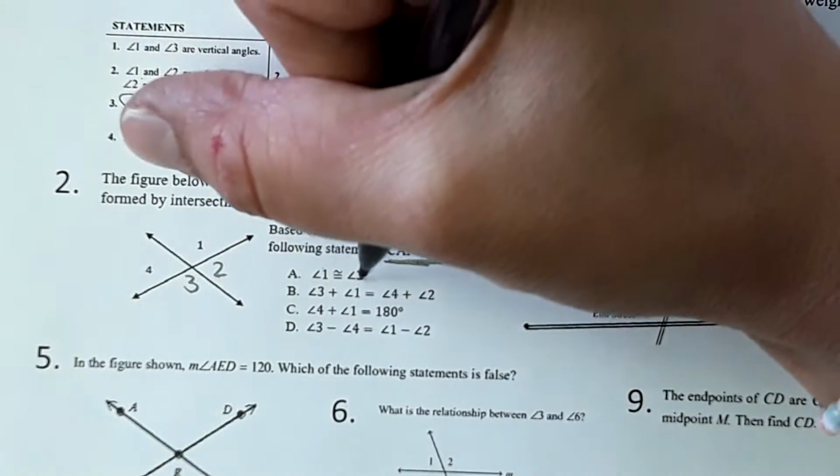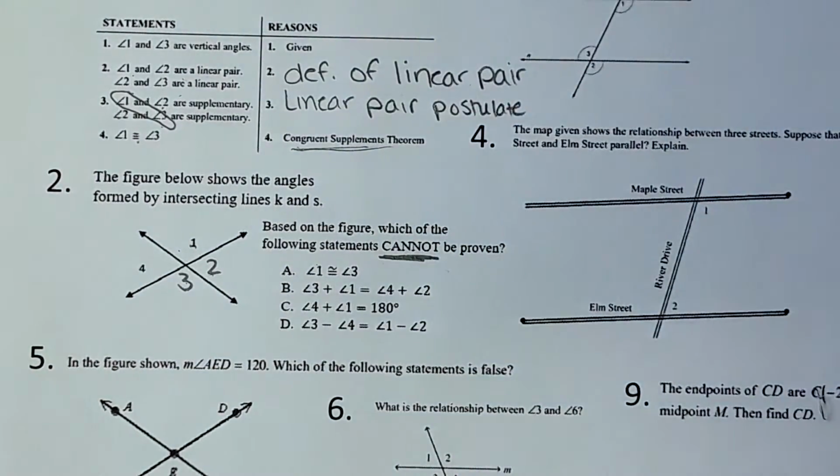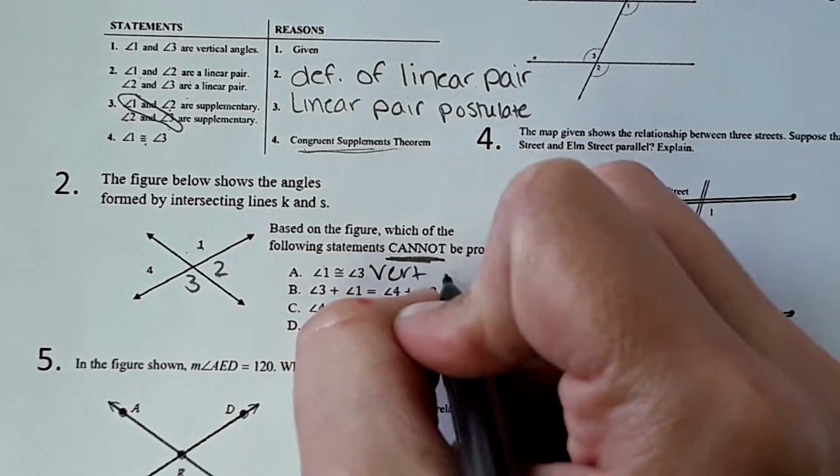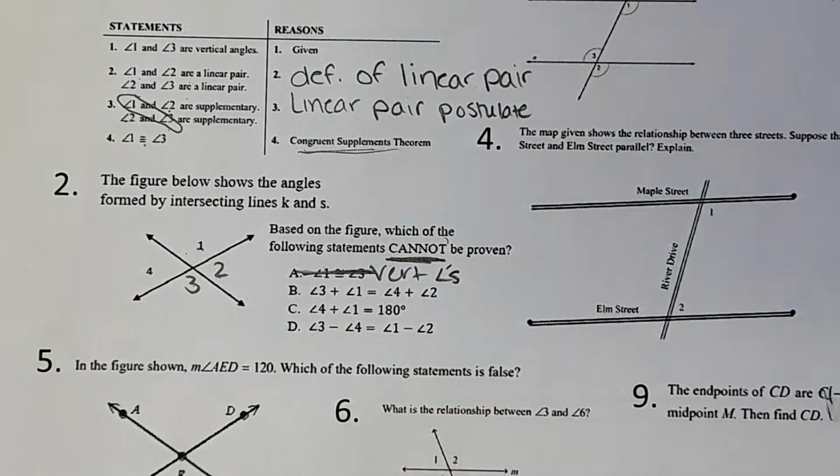Okay, it says 1 is congruent to 3. 1 and 3, that could definitely be proven because they're vertical angles. So not what we're looking for. We're looking for something that cannot be proven.